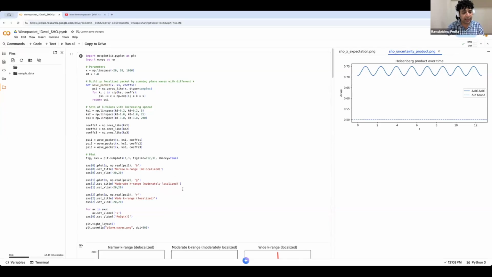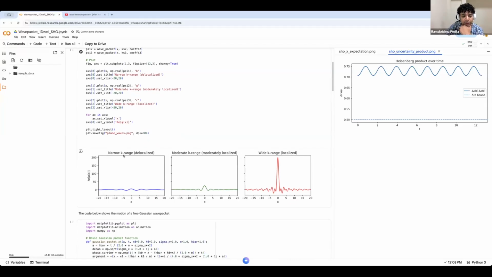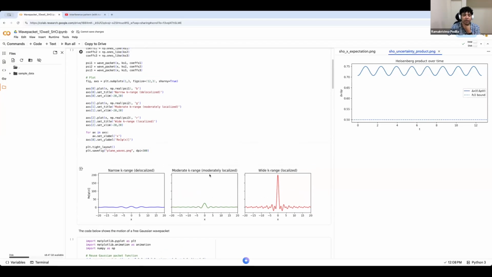Here you can see that if I use a narrow range of k, the position is spread out from minus infinity to plus infinity. And if I use a moderate range of k's, it will be going from minus 20 to plus 20, but you see a small peak here. If I use a wide range of k's, then now you can see that I can model a localized particle here. So we will share these codes and you can play around with these codes.